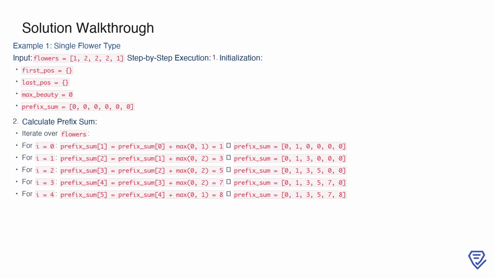For each flower, if its value is positive, we add it to the cumulative sum at the current position. For example, at index 0, the flower value is 1, so we add it to the previous cumulative sum, resulting in a prefix_sum of 0, 1, 0, 0, 0, 0. We repeat this for all indices, ultimately computing the prefix_sum as 0, 1, 3, 5, 7, 8. This array will allow us to quickly calculate the sum of any subarray in constant time.